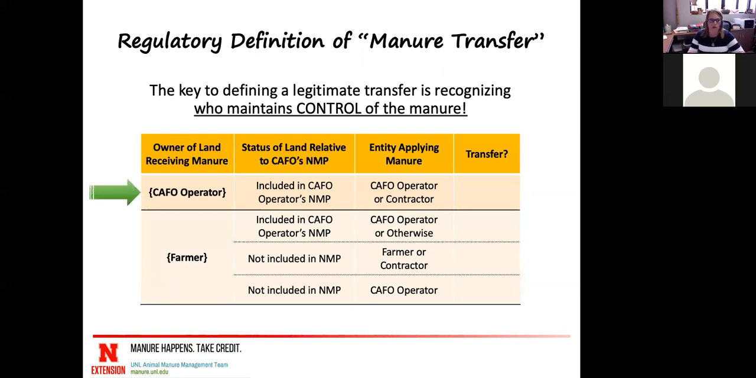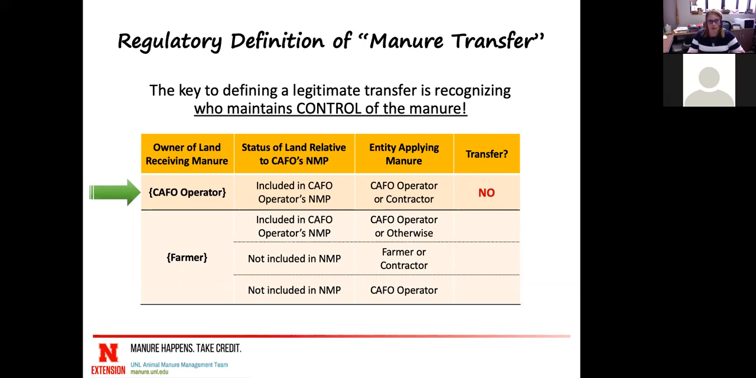So the first scenario: if the CAFO operator is the person who owns the land that's receiving the manure, so they own the animals, they own the manure, and they own the land where that manure is being applied, this is a pretty straightforward situation. It's obviously not a transfer because it's not leaving the ownership of that animal feeding operation.